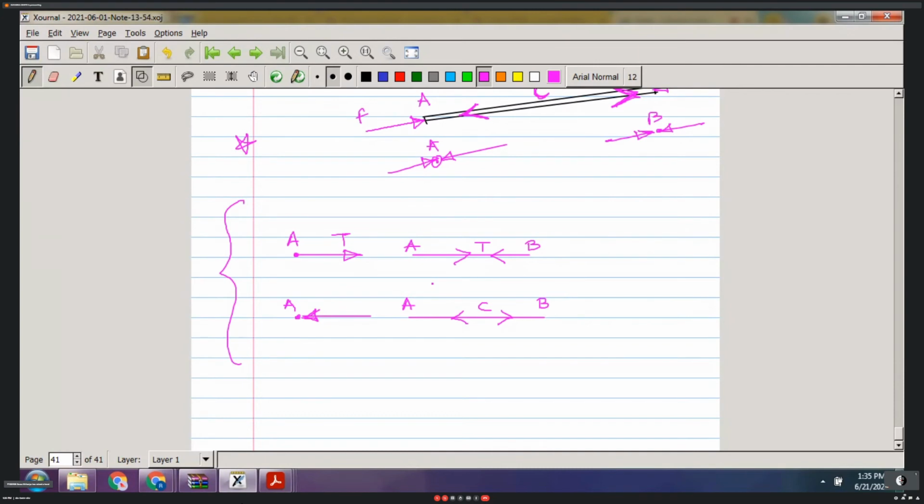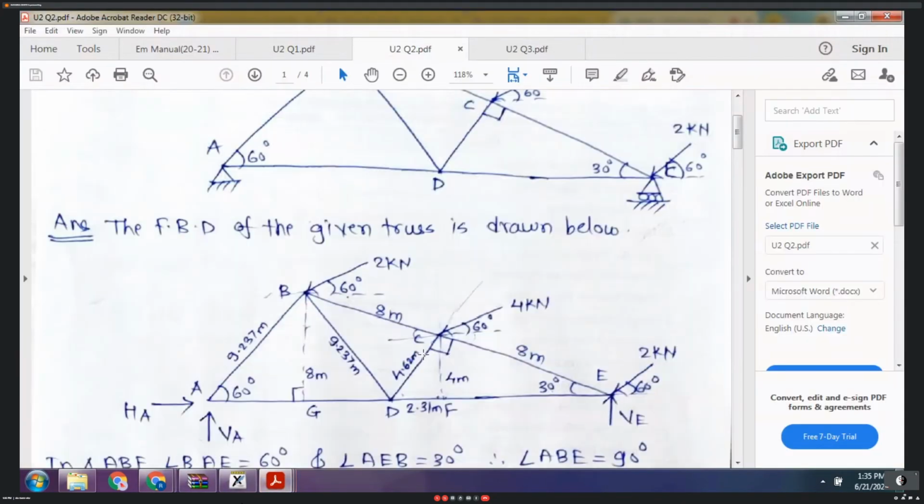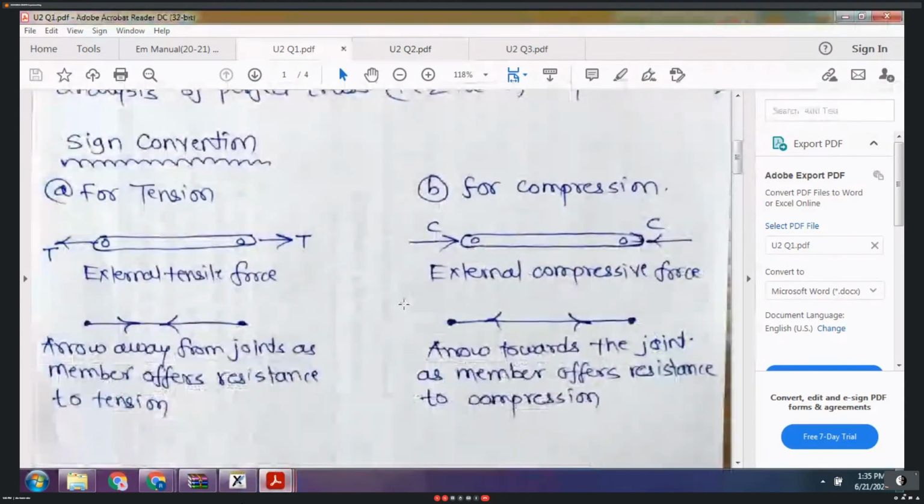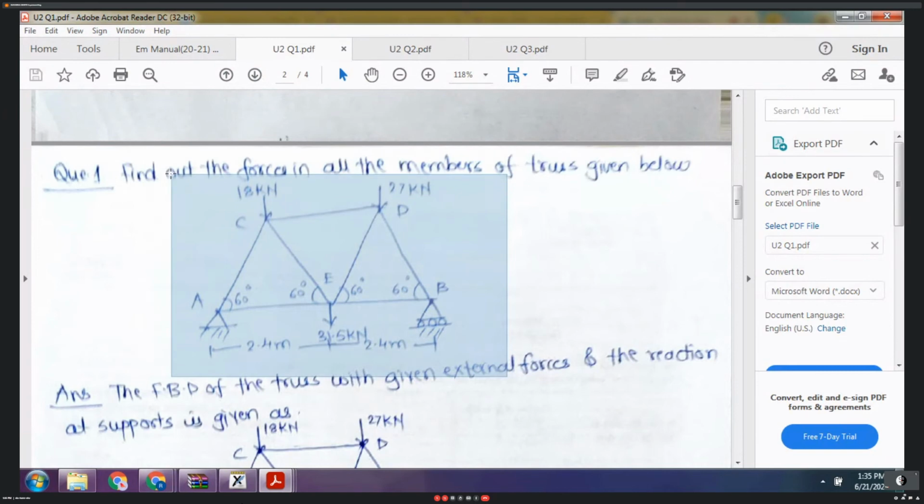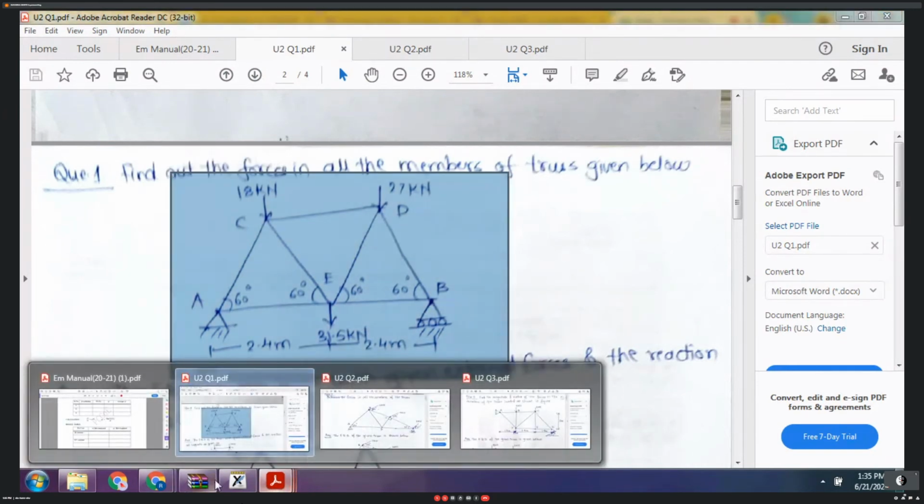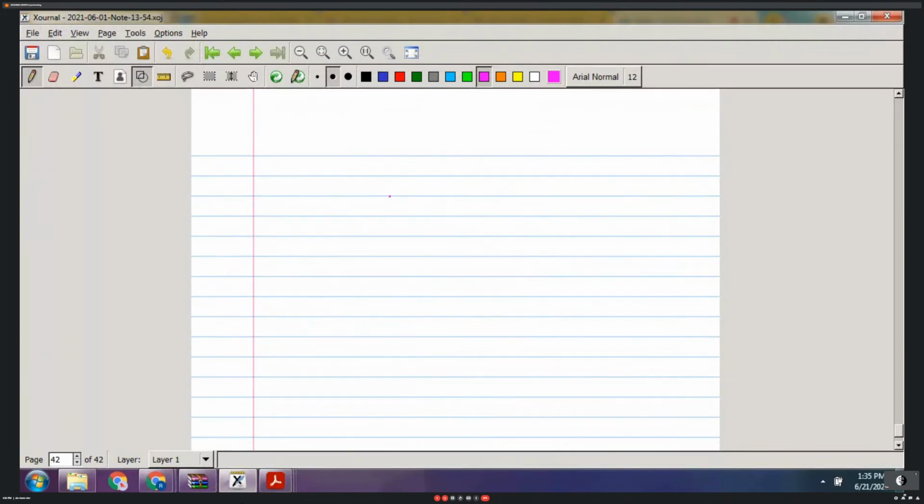Let's move ahead. We will directly solve a problem, which will obviously help clear your concerns. First is the method of joints.